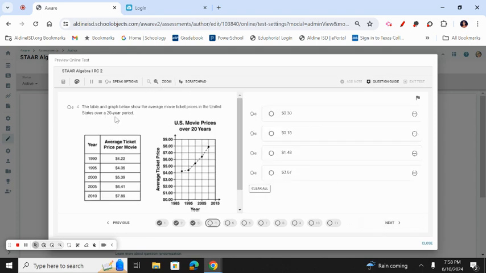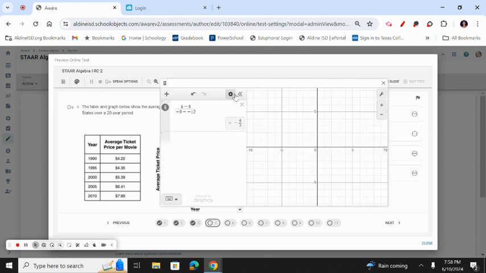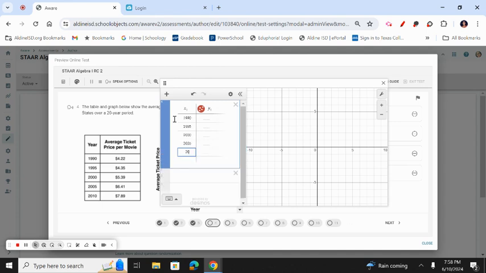The table and graph below show the average movie ticket prices in the United States over a 20-year period. Okay, this one gives you a table. They have different values. It never said anything about them being linear, so you want to do regression for that. Okay, that means you want to make the table, type in the numbers that you have, 1990, 1995, 2000, 2005, 2010. You go back and you do the values.